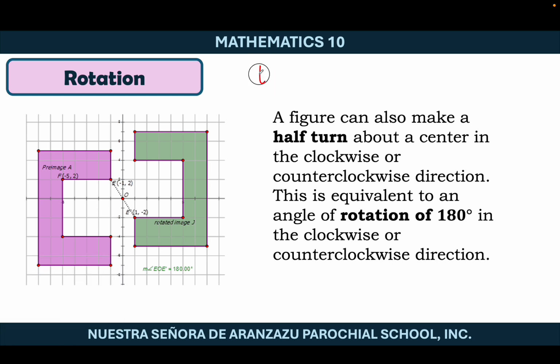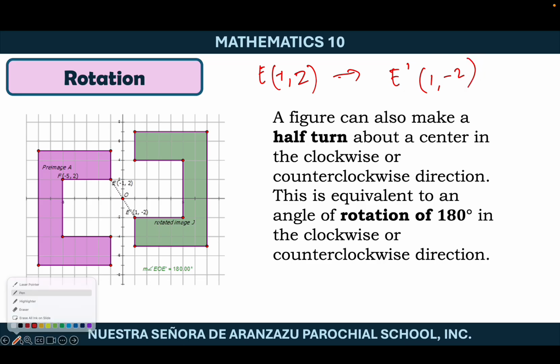From the pre-image, meron tayong given point na point E, negative 1, 2. Then, it becomes 1, negative 2. What have you observed with the original point, our X and Y, and the rotated point? Nakeep natin yung value na X and Y in the same position. They are in the same position, but the sign has changed. So, from negative 1, it becomes positive 1. So, nagbabago yung sign. From given X, it becomes negative X. Then, from positive 2, it becomes negative 2. So, from Y, it becomes negative Y.